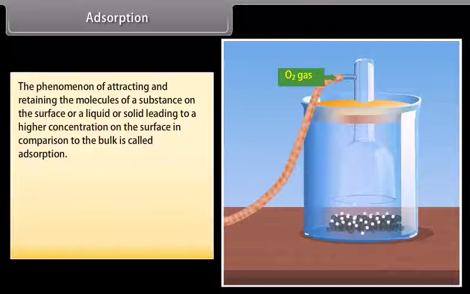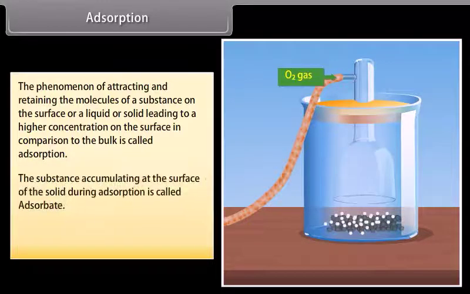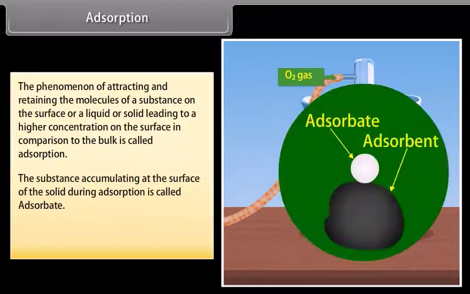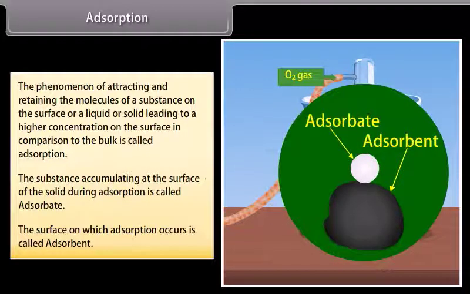For example, when oxygen gas is taken in a closed vessel containing powdered charcoal, the pressure inside the enclosed vessel decreases. This is due to adsorption of the gas molecules on the surface of charcoal. The substance accumulating at the surface of the solid during adsorption is called adsorbate. The surface on which adsorption occurs is called adsorbent.